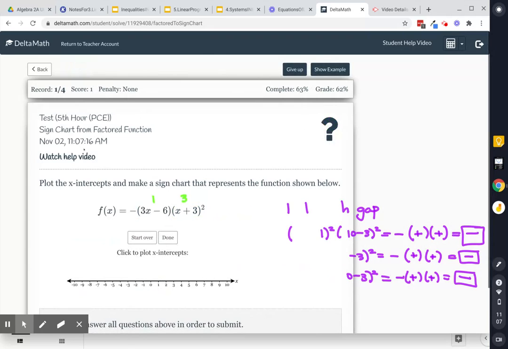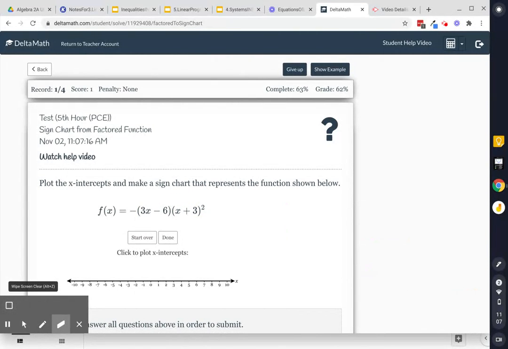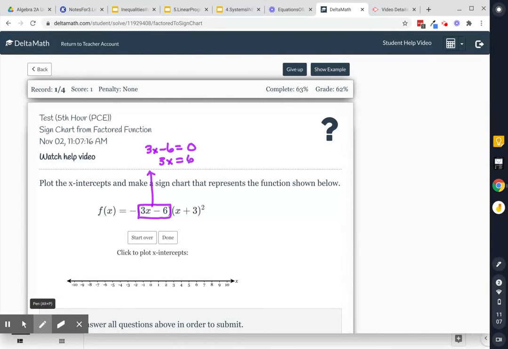Next problem. Okay. I need to do some erasing. Okay. Here we go. The first thing I'm going to do is I'm going to get my x-intercepts. One of them comes from right here. If we need to, we can actually set up solving it. Equals 0. 3x equals 6. And I'm rushing it, but x equals 2. So I know I have an x-intercept at 2.